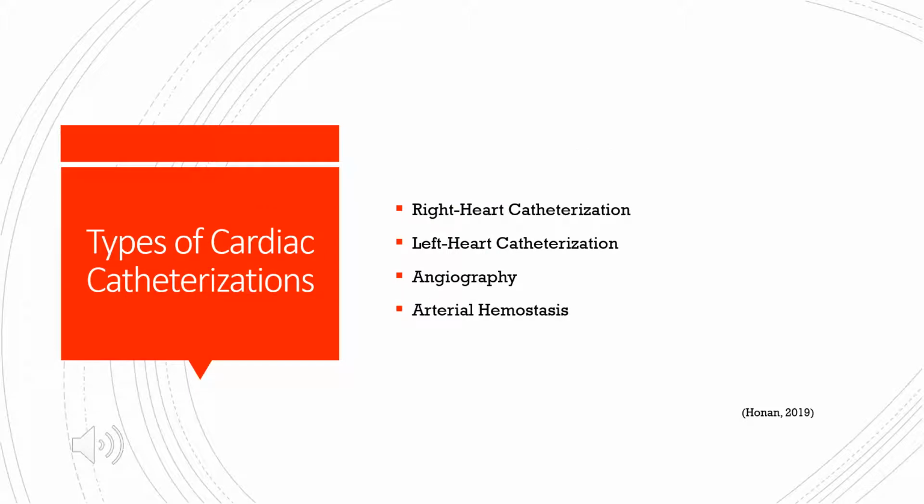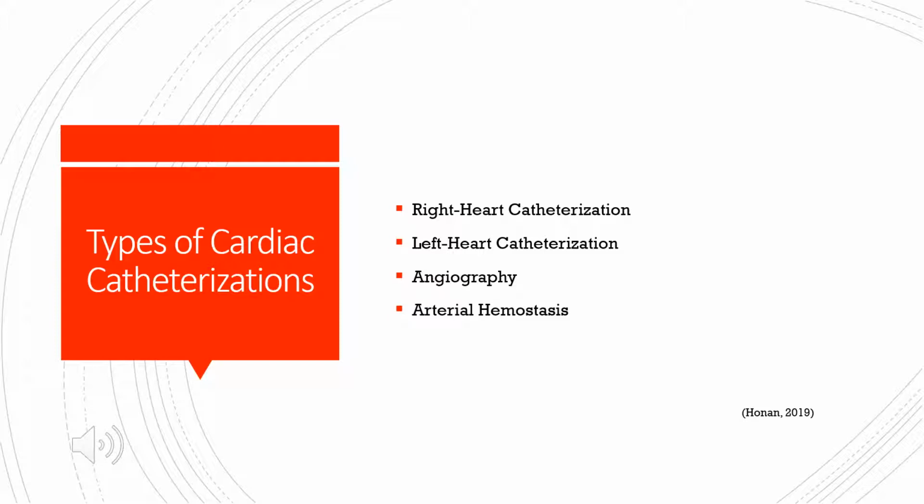What are the types of cardiac catheterization? Right heart catheterization evaluates pressures and oxygen saturations in the chambers of the right side of the heart and the function of the tricuspid and pulmonary valves. Complications associated with right heart catheterization include arrhythmias, infection, and perforation of the chamber wall.